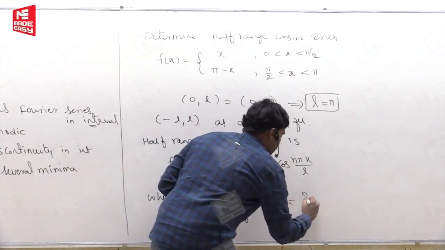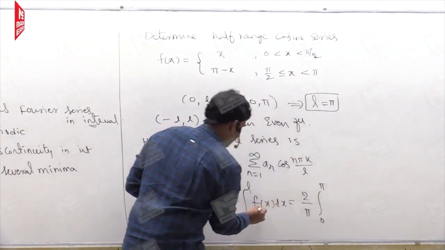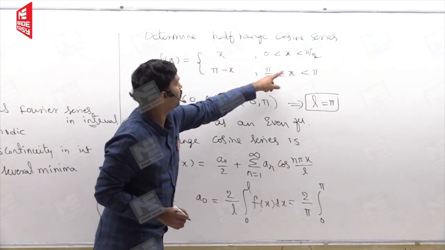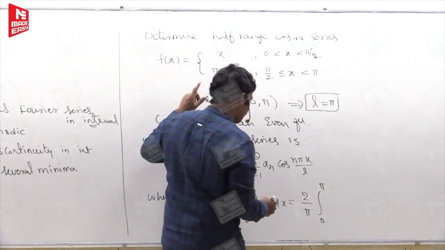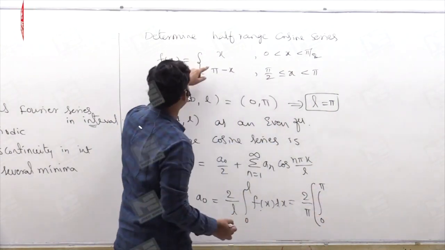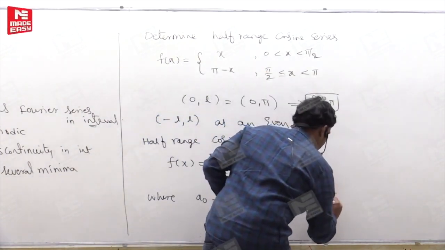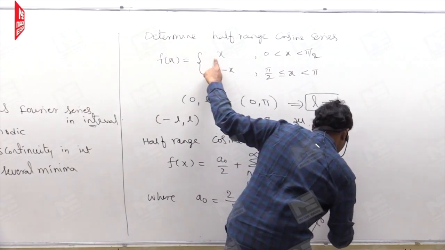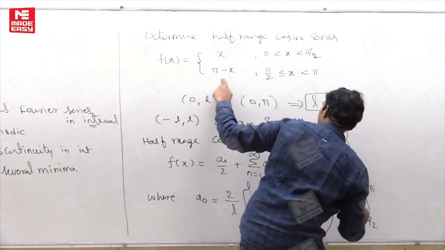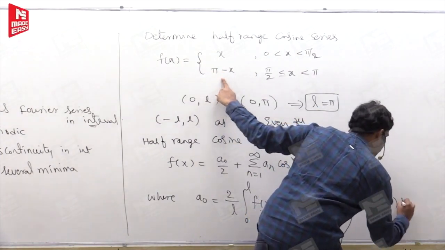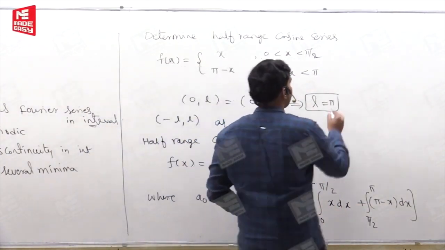Here L is equal to pi, so it is 2 by pi integral 0 to pi f of x. In 0 to pi, f of x is piecewise, so we need to split this integral at pi by 2. From 0 to pi by 2, f of x is x dx, and from pi by 2 to pi, it is pi minus x dx. This is how you find a naught.